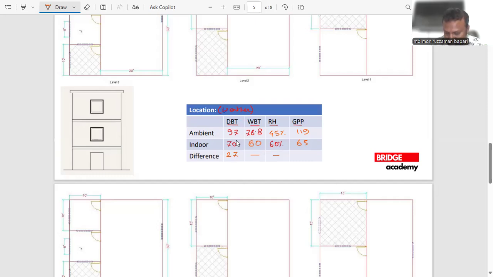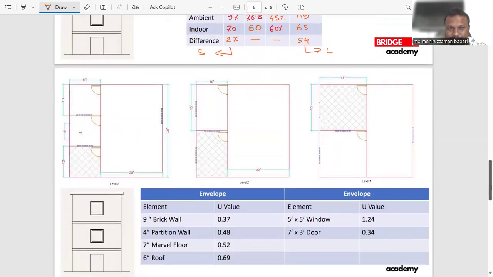109 minus 65, we got 54 grain per pound. This is what we are going to use for latent load calculation, and this is what we are going to use for sensible load calculation. Okay, we are doing well. Let's move forward.